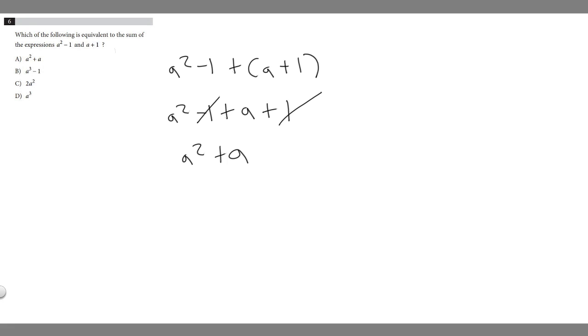And so these other options are basically just to trick you. They don't make sense. And so if we look at our answers, a is going to be what we found. So the answer to this problem is going to be a, which is a squared plus a.